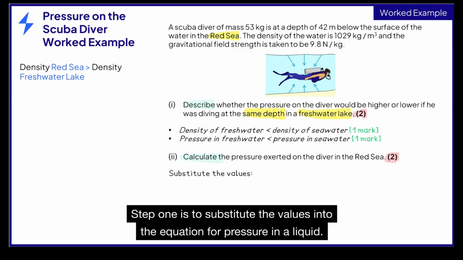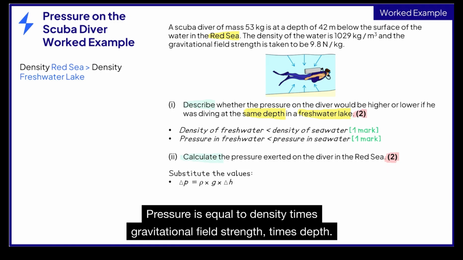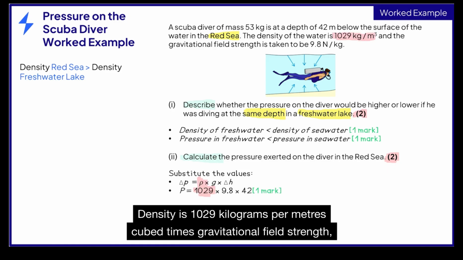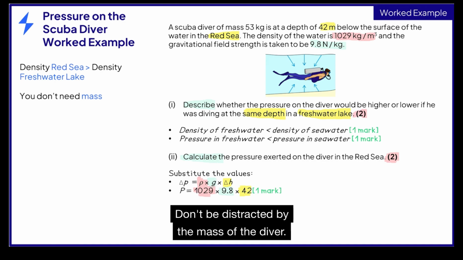Step 1 is to substitute the values into the equation for pressure in a liquid. Pressure is equal to density times gravitational field strength times depth. Density is 1,029 kilograms per meter cubed, times gravitational field strength, which is 9.8 newtons per kilogram, and depth, which is 42 meters, for 1 mark. Don't be distracted by the mass of the diver. You don't need this to complete your calculation.